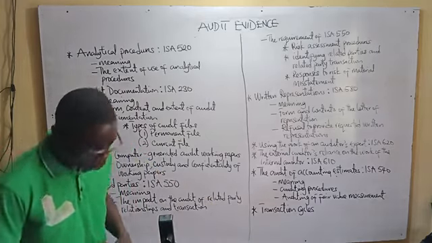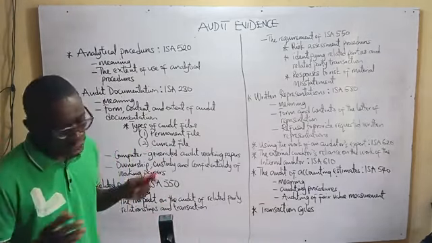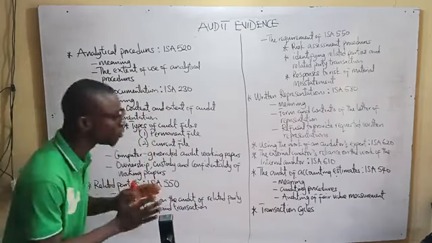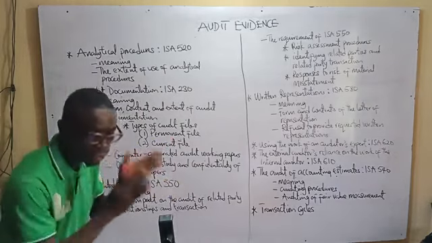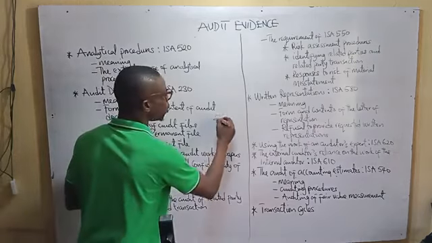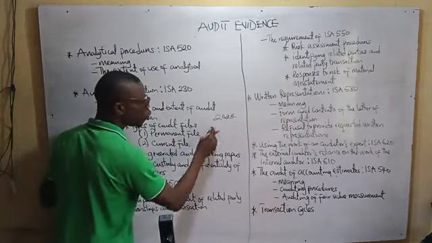Now let's look at current file. Current file is a file that contains information that is relevant to the current audit year. Are you getting what I'm saying? So if you are carrying out audit for 2024 now, you will open a current file for the audit of 2024.